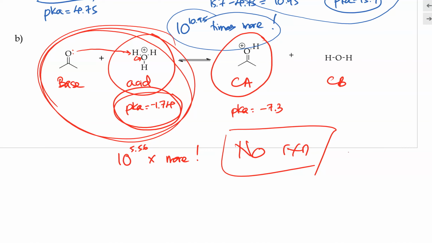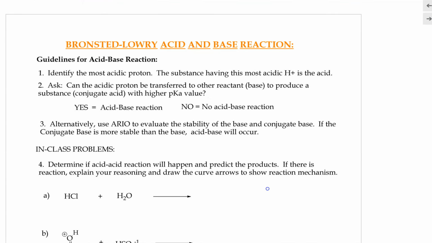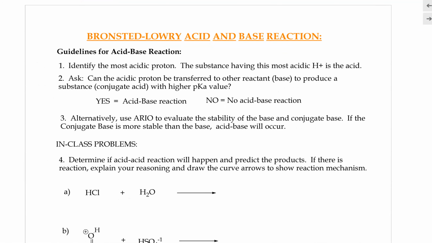And if the product side is in favor a little bit over the reactant side, we will consider that to be a reaction. Versus if equilibrium favors the reactant side slightly more, then we will consider that to be no reaction. And these would be the guidelines to determining acid and base reactions.